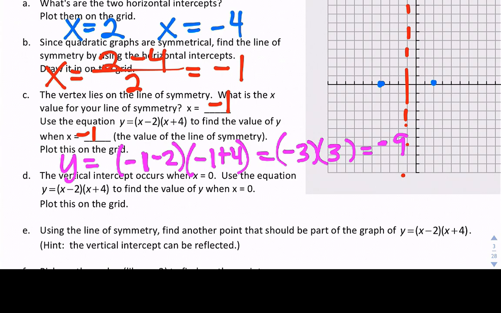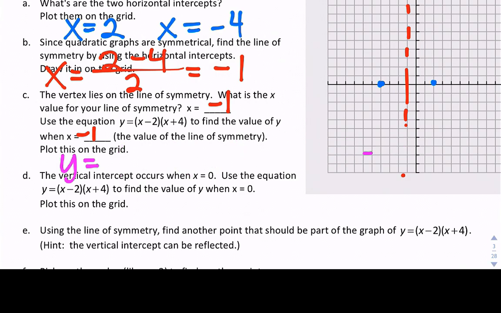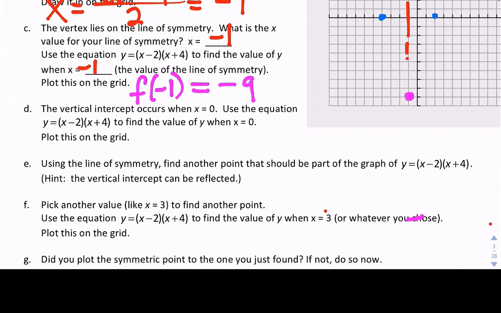Okay, so again, I'm going to erase my work. There's not a lot of room here. So we just plug in a negative 1. Another way that I could write this is f of negative 1. I plugged in a negative 1, and I got a negative 9. So here at negative 1, negative 9, 1, 2, 3, 4, 5, 6, 7, 8, 9. All right, there is our vertex, where it changes direction. Okay, we got 3 points. It's looking pretty good. Let's find a few more points we can graph.